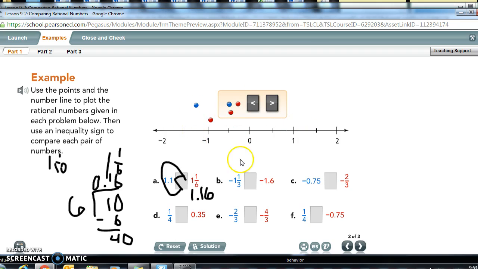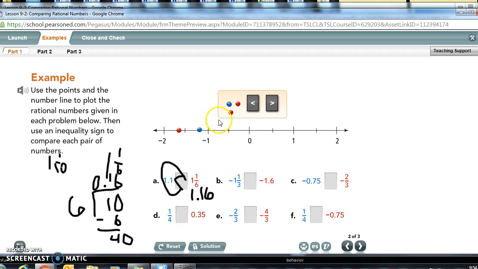Okay, when I go to B, they want to know negative 1 1/3. Well, I know 1/3 is equal to 0.33, so it's not quite 1/2. Okay, and then I guess I'll make that blue so it's easier for you to see. And negative 1.6 is a little bit past 0.5, so that'll be right here.